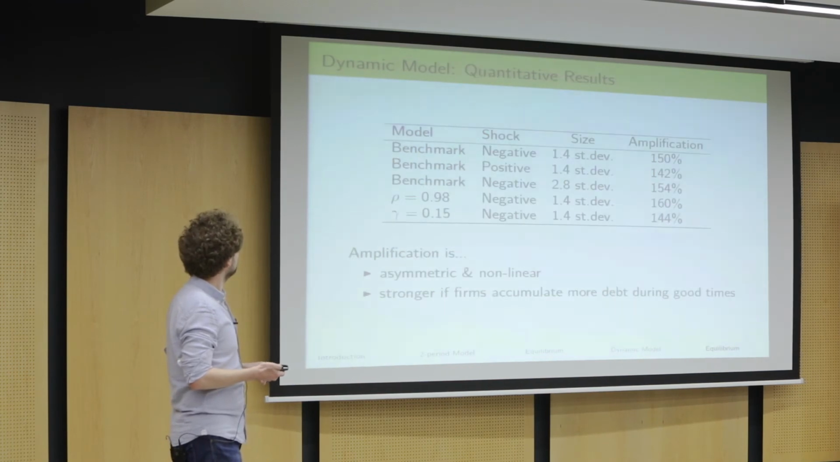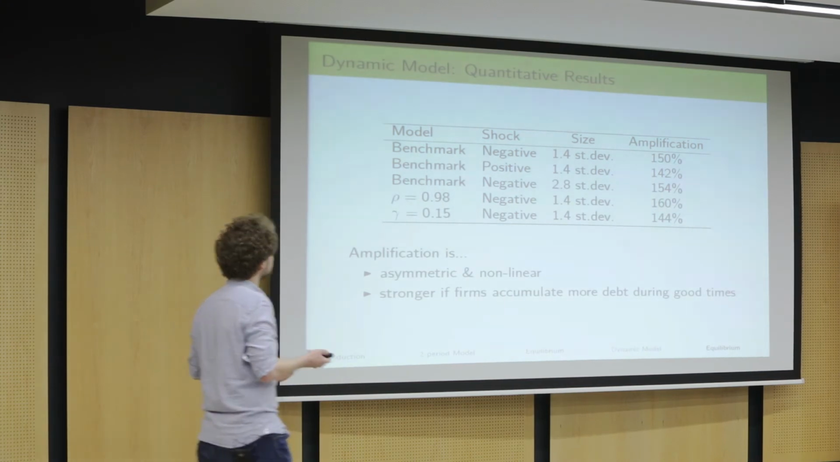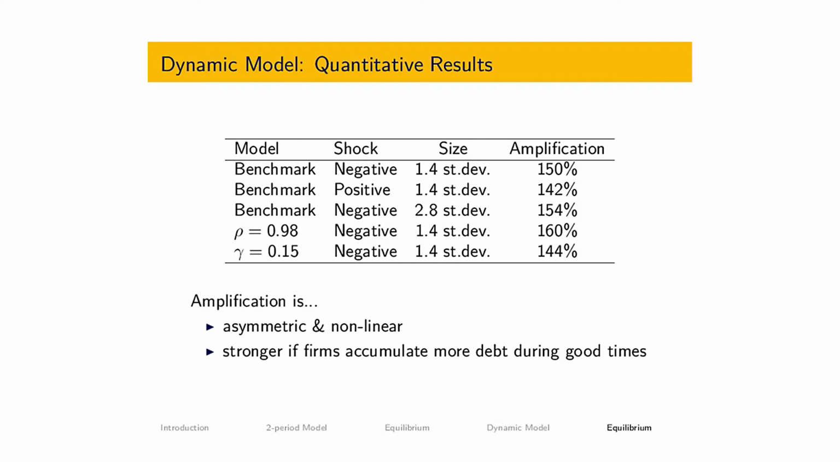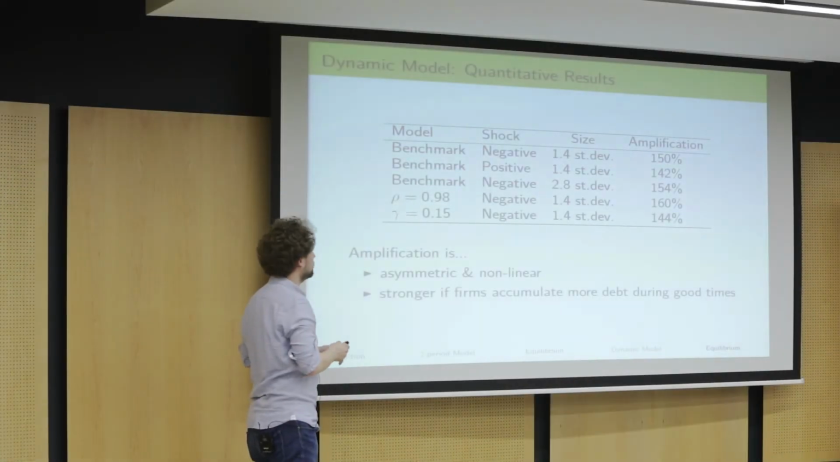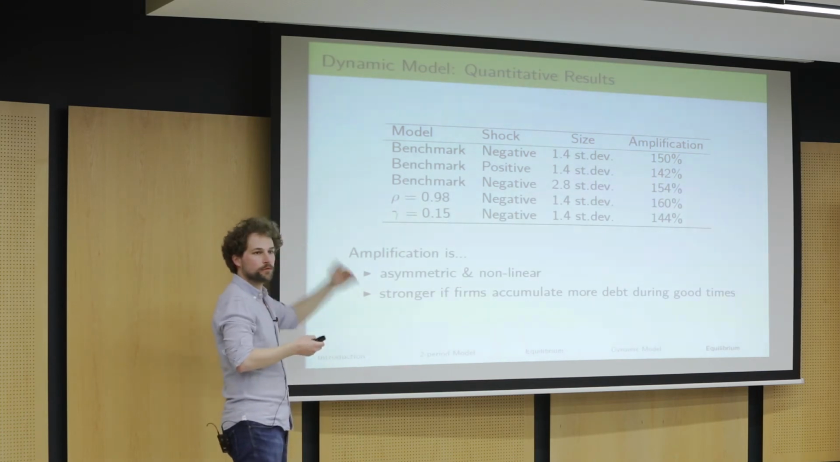Okay, and then we can play a bit around with this model. One thing: this amplification effect is nonlinear. If we have a negative productivity shock, we said this amplification was 150%. If we have a positive shock of the same size, we get less amplification. So negative shocks are more severe. And again, it's about the ratio of B over K, which is a nonlinear function of K. Negative shocks drive up this ratio more than positive shocks reduce it.